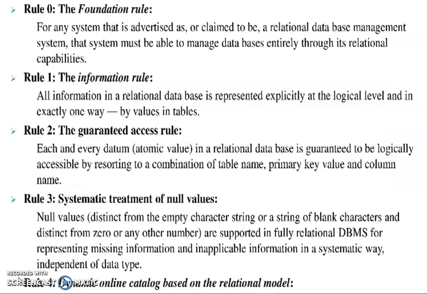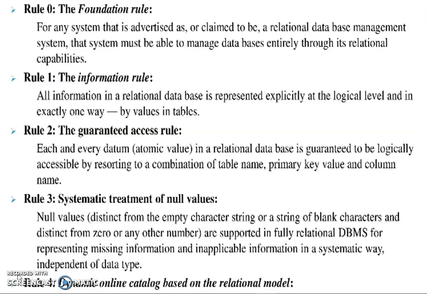Rule 0 is the foundation rule. The foundation rule states that the system must be capable of managing its database through its relational capabilities. All other 12 rules are derived from this foundation rule. Now, the first rule is the information rule. All the information in the database must be stored in a standard form of tables, and the table is considered the best format to store and manage data.